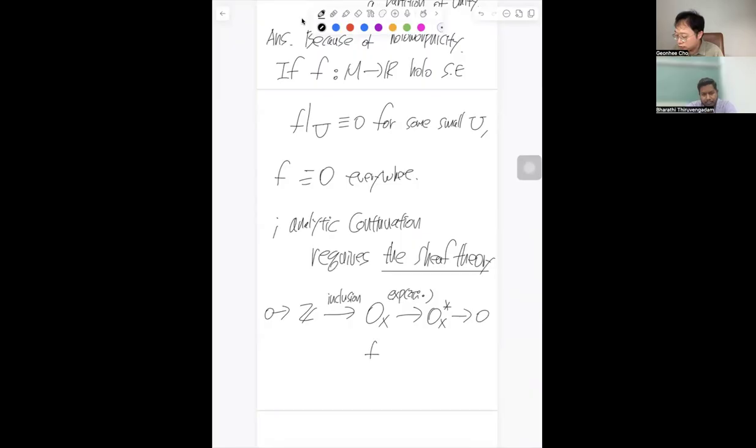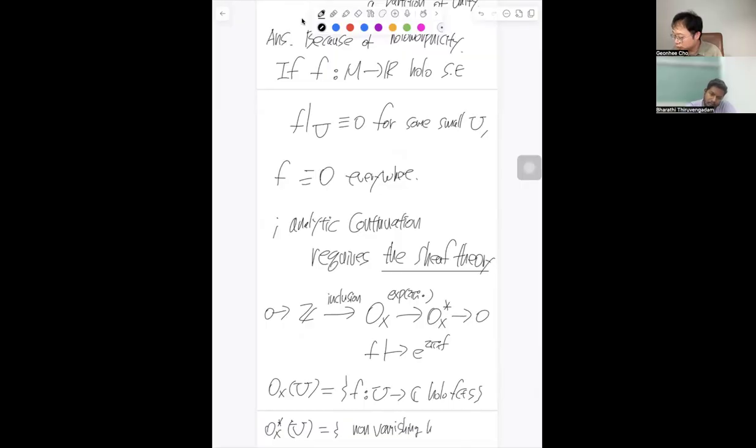And this is the exponential of 2 pi i times the function. So this O sub X just means the sheaf of holomorphic functions. So for each open subset, we just look at all holomorphic functions. And if you map this to e to the 2 pi i f, this is the non-vanishing holomorphic ones, all non-vanishing functions on U.